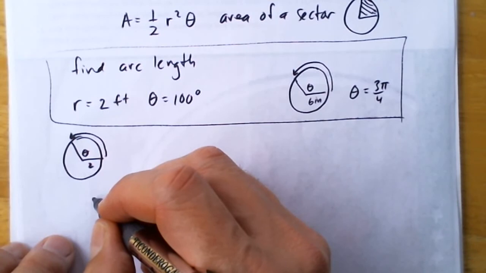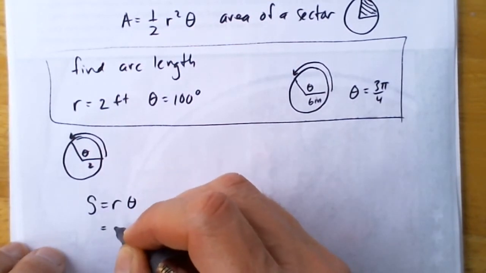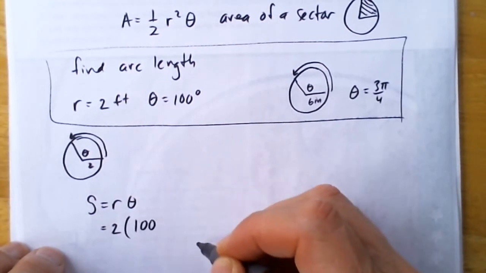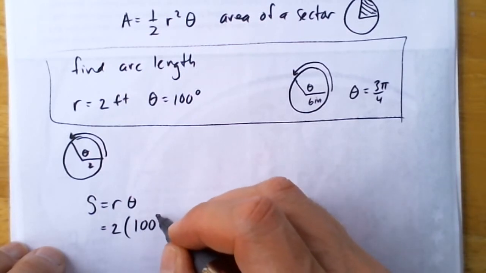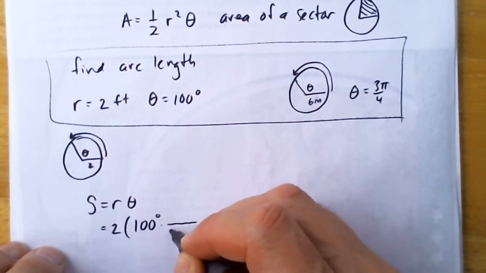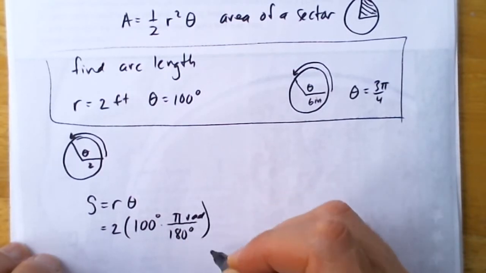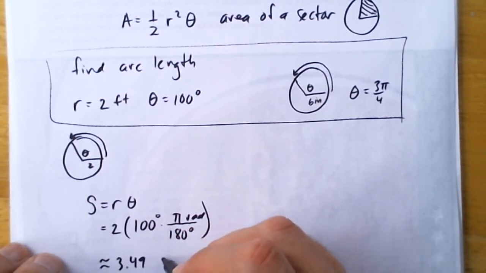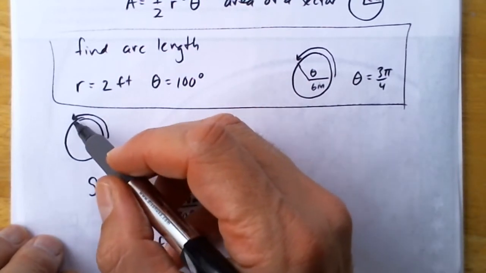So arc length equals r theta. R is 2, and then we are going to multiply by theta, but we don't want to multiply by degrees, so we will cancel the degrees and convert to radians. And if we do all that, we get about 3.49 feet, which would be the length of the arc.